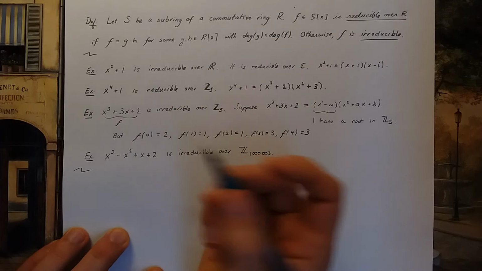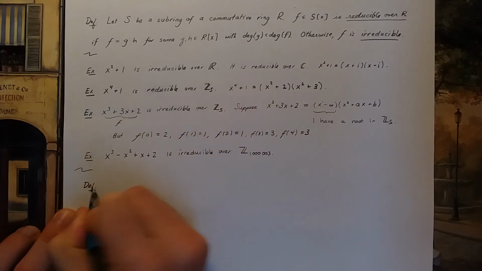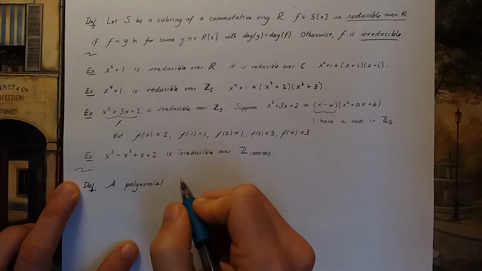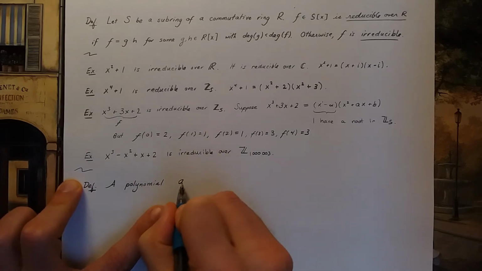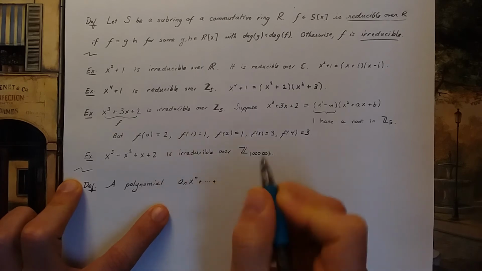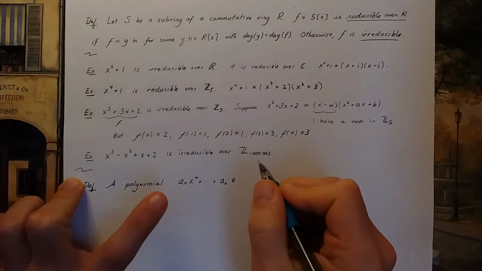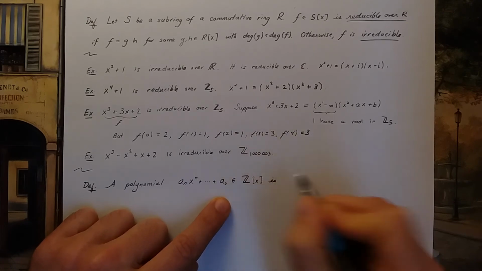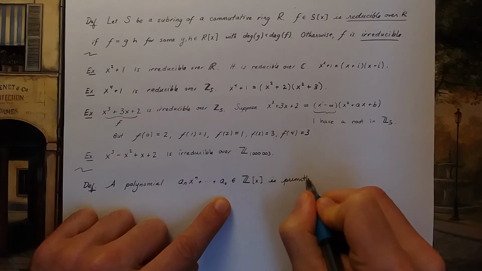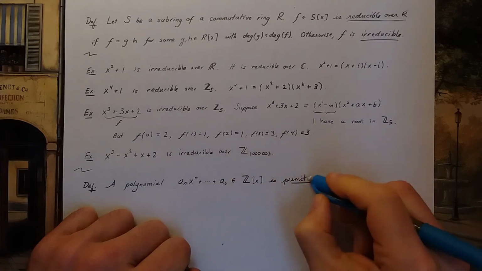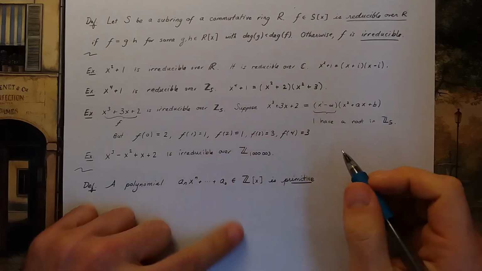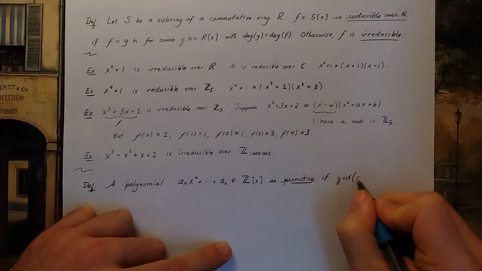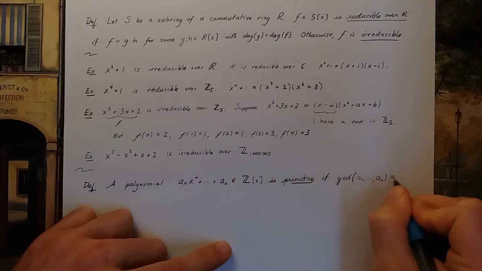Okay, let's end this video with another definition. So here's a definition. A polynomial, let's write it as a_n x to the n all the way down to a_0. And I'm going to say for this definition, my polynomial has integer coefficients. So this is primitive. It's a primitive polynomial if the greatest common divisor of all these coefficients is equal to 1.